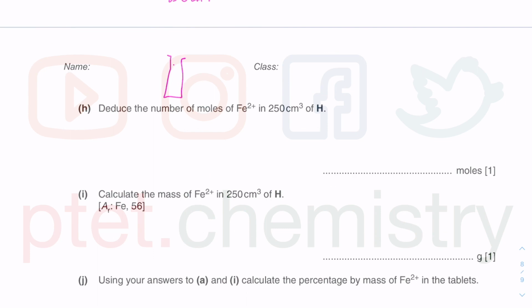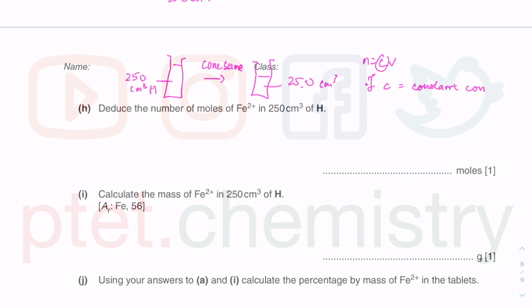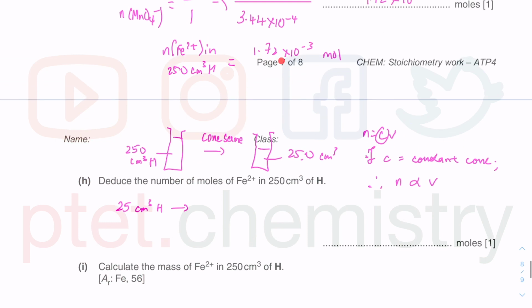In this 250 cm³ of H, you only take out 25.0 cm³ using a pipette, and of course the concentration is the same, as n = CV. If C is constant, because there is constant concentration, then it is directly proportional, just like in physics, just like in math. So for 25 cm³ of H, from a previous question, I have 1.72 × 10⁻³ mole. Therefore, in 250 cm³, I am doing a direct proportion.